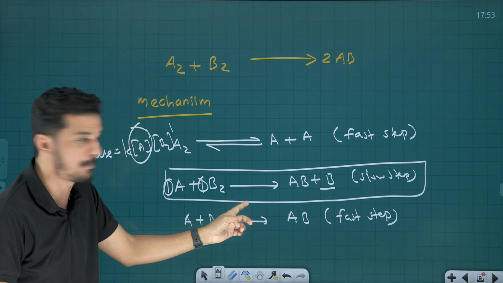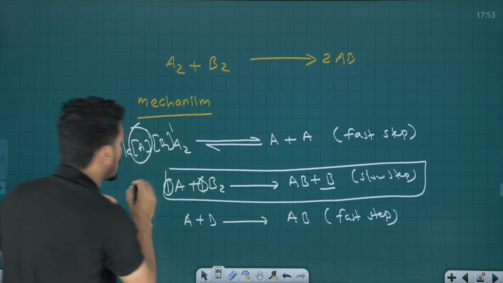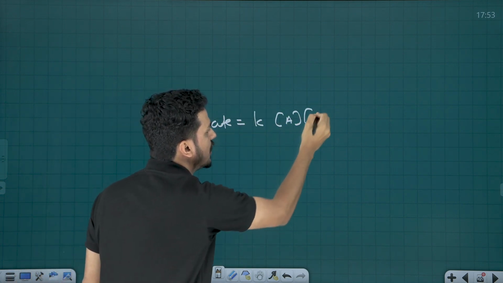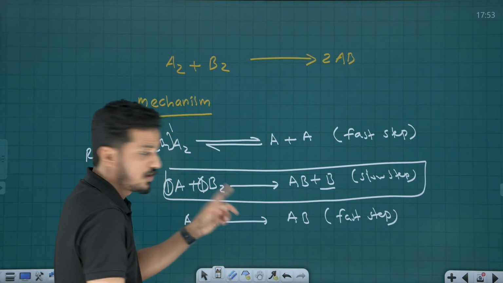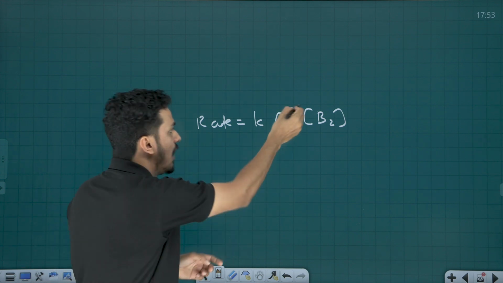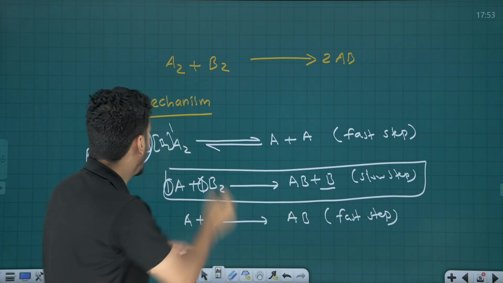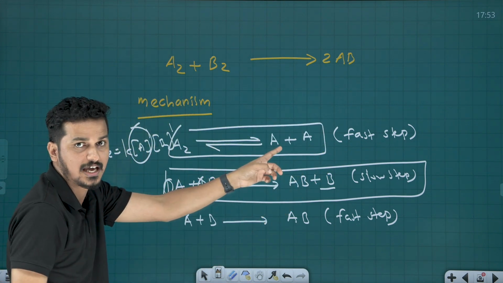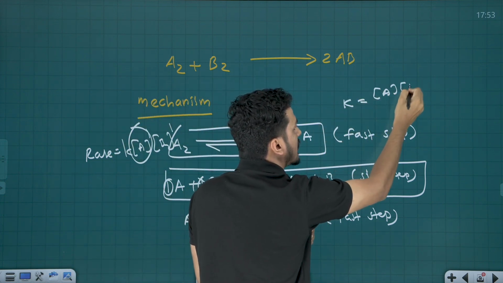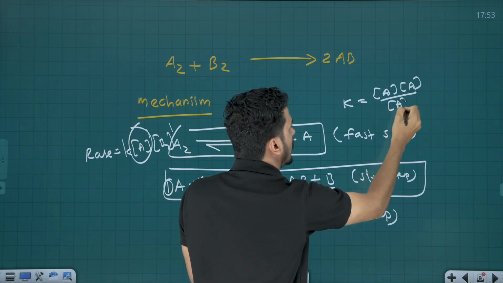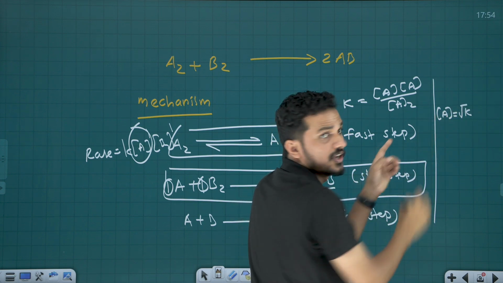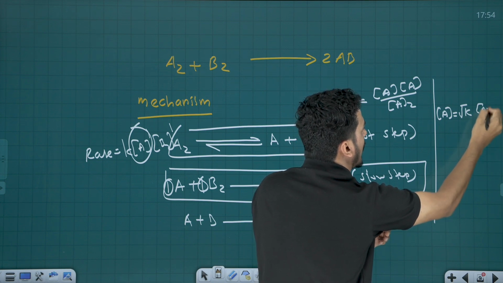Sir, how is this 2? How is this 1.5, sir? Yeah, let me show you that also. Here we wrote rate is equal to K into concentration of A into concentration of B2. But this A is not there in our main reaction. To avoid that, they give a reversible reaction. The equilibrium constant for that reversible reaction is concentration of A into concentration of A divided by concentration of A2. From that you can find concentration of A equal to root K into A2 raised to 1 by 2.